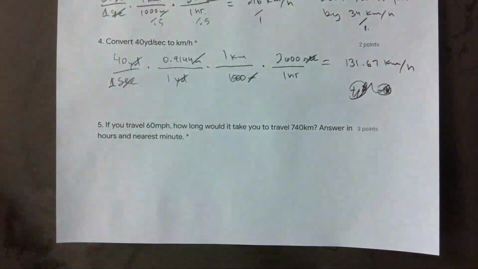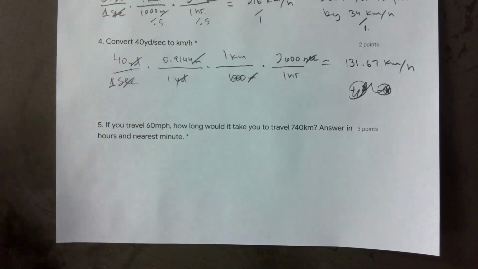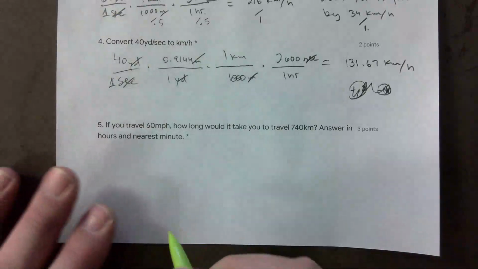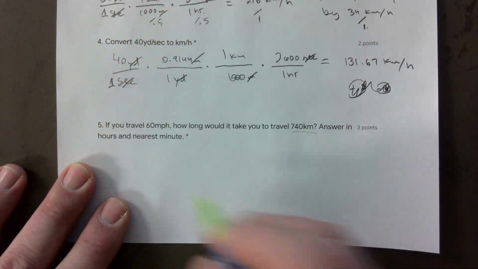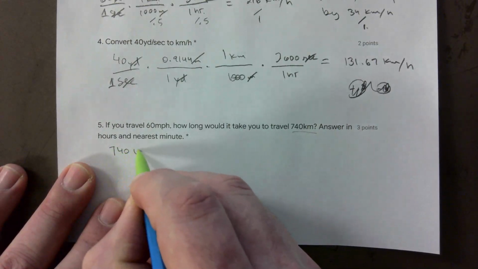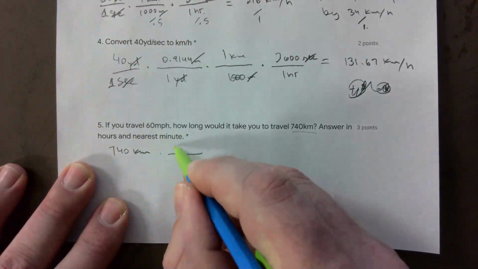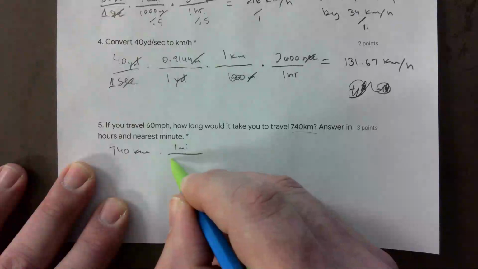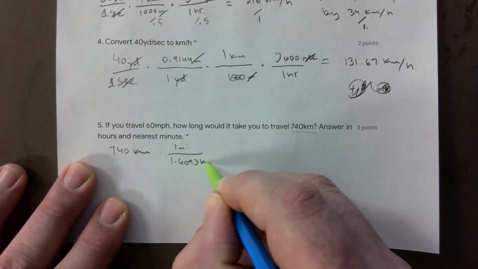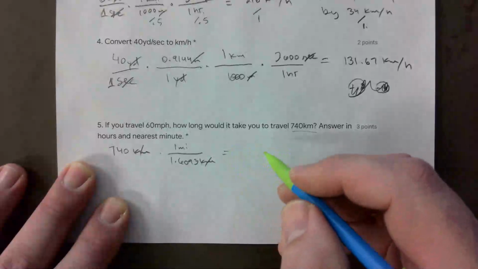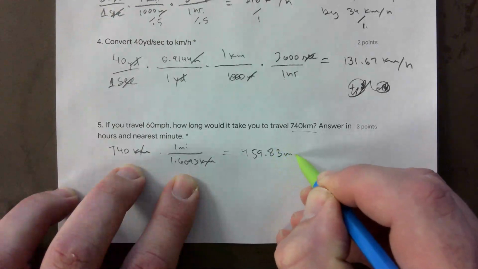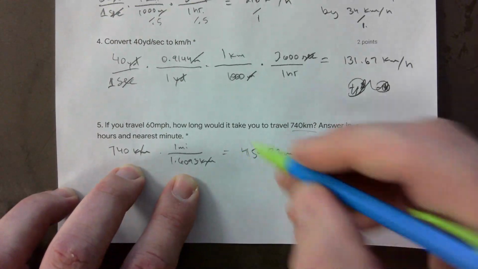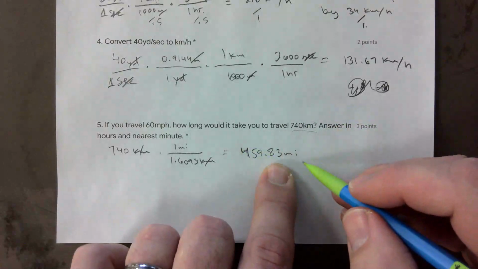Next, to travel 60 miles per hour, how long would it take you to travel 740 kilometers? So it's up to you how you go about this. You could change this to miles. So I'll go 740 kilometers, turn that to miles. I know that 1 mile has 1.6093 kilometers. Cancel, cancel. And you get 459.83 miles. You do not want to round here along the way. Okay, so that's how much it is in miles.